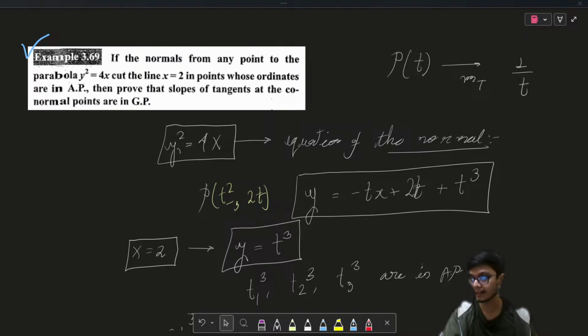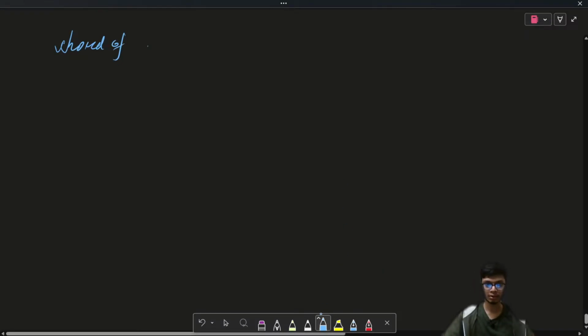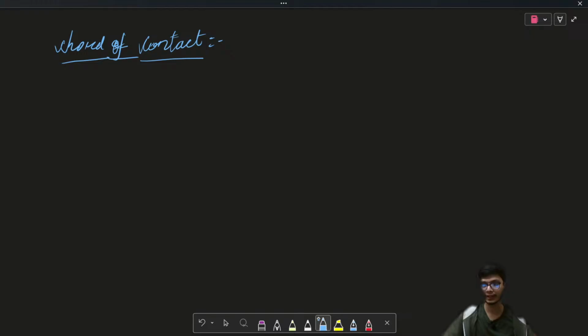So with this part, let us proceed towards the other miscellaneous parts, and the first miscellaneous part that we're going to discuss is very simple. That is going to be the chord of contact, right? We have already discussed about chord of contact. Okay, so chord of contact is basically this.